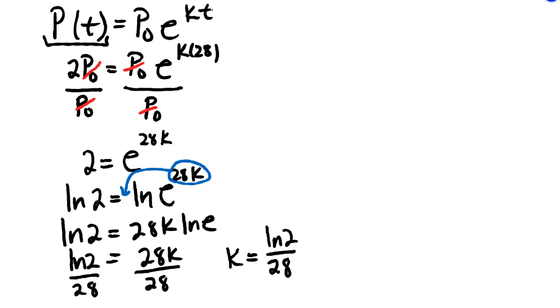I could put that in my calculator to get the growth rate, but I don't want to do any rounding in this. k is going to be a decimal answer, and those decimals will go on forever. So I don't want to round at this point. I want to round at the end of the problem. So I'm going to leave k in its exact form, which is this natural log of 2 over 28.